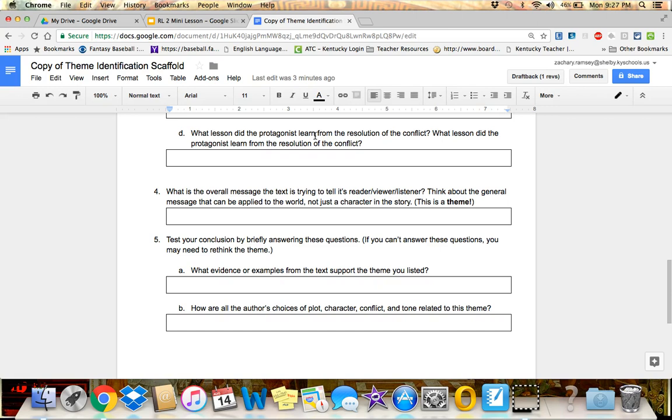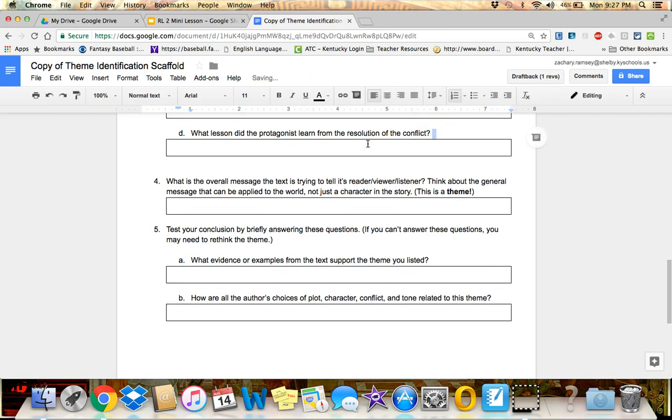And then the last one here about the character is, what lesson did the protagonist learn from the resolution of the conflict? So what lesson, oh, this is a typo here. We're going to fix that right now live. There it is. Whatever lesson this protagonist learns is likely the lesson that we as a reader are supposed to take away as well. And so instead of applying it just to the main character, think about what that means to the world at large, and then you will have a theme. Okay, and that is what this question is all about.